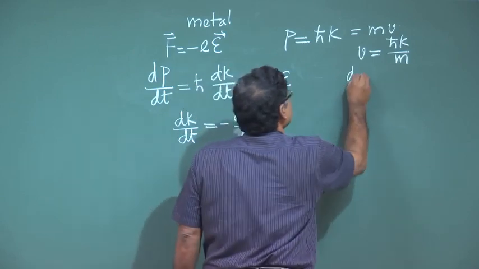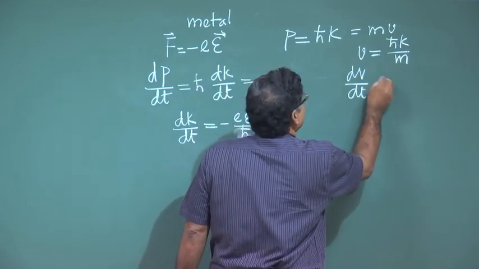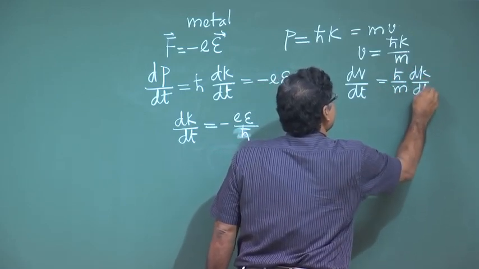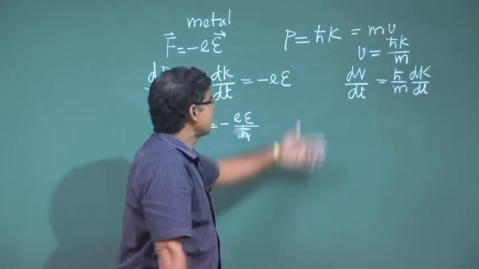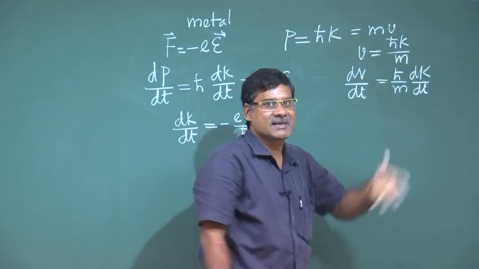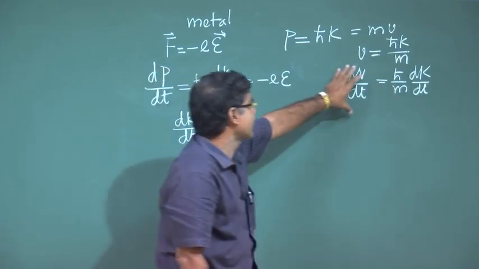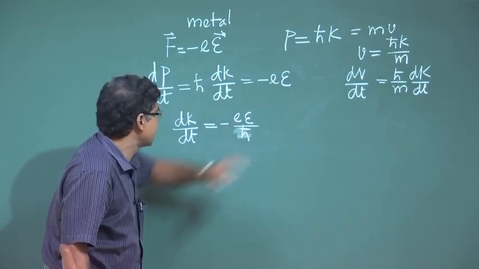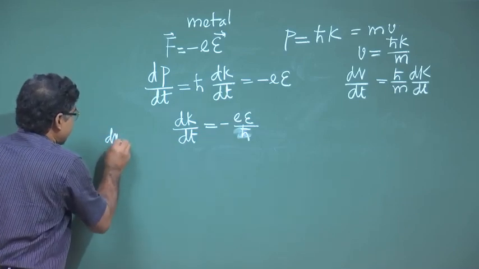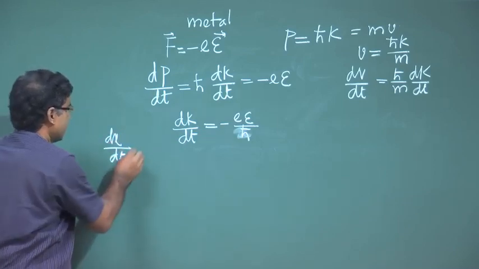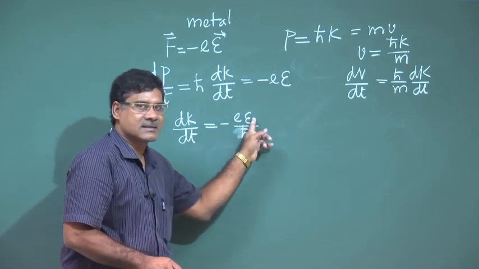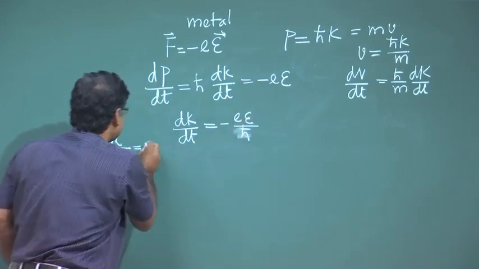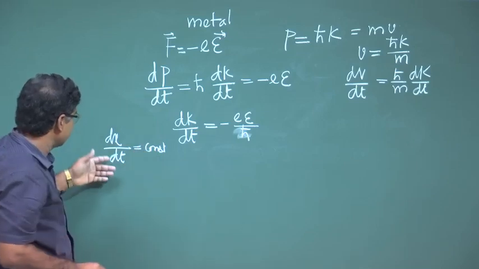So basically dv by dt equals h cross m dk by dt, right. So this dk by dt is equivalent to acceleration. Dv by dt is acceleration anyway. So, if I look at this equation, it is just like dk by dt equal to a constant, if I apply a constant electric field. So, what does it mean?